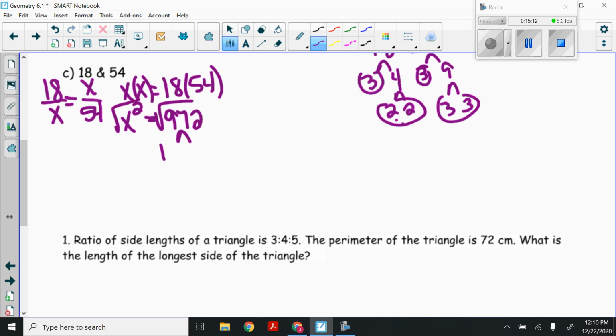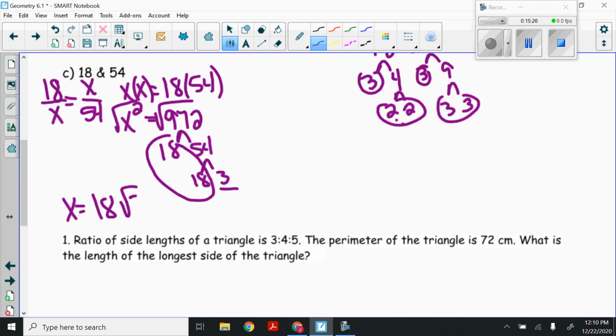Do factor tree 18 and 54. I know 54 will break down to 18 and 3. Again, I'm not going to break my 18s down because I already have a pair. So x equals 18 comes out. The 3 got left behind. 18 square root of 3. There's my geometric mean.